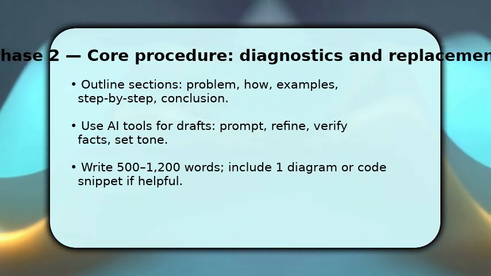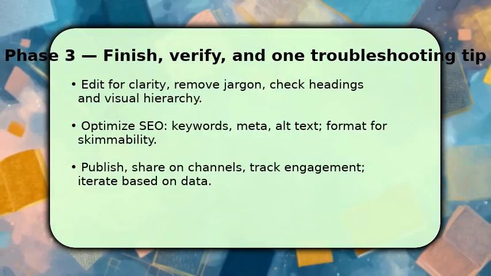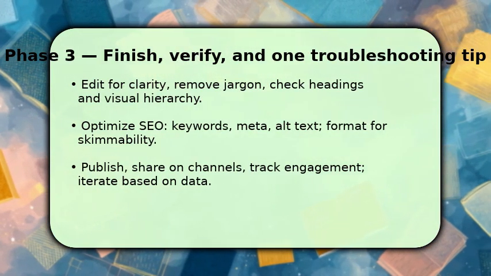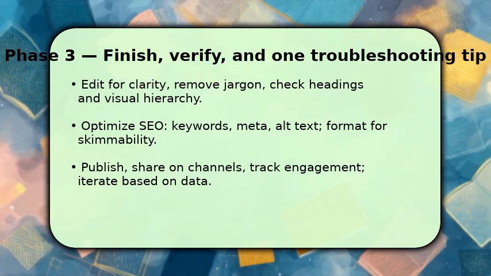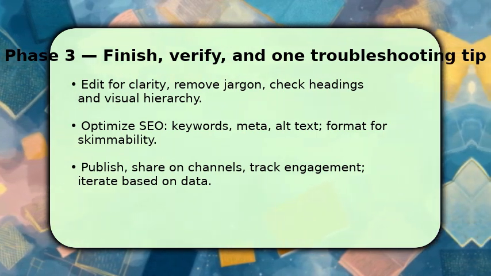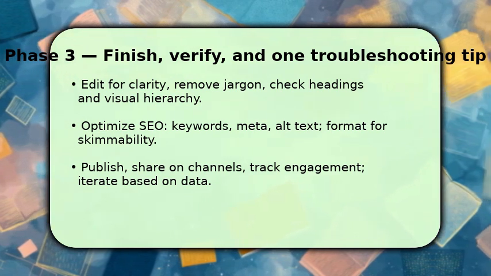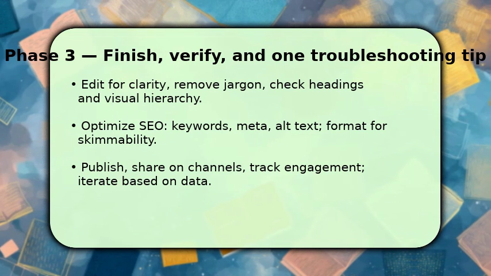You finish by editing for clarity and flow. Remove unnecessary jargon, tighten sentences, and ensure headings guide the reader. Once edited, optimize SEO with keywords, meta description, and alt text. Format bullets and code for fast skimming. Then publish and share on at least 2 channels relevant to your audience.